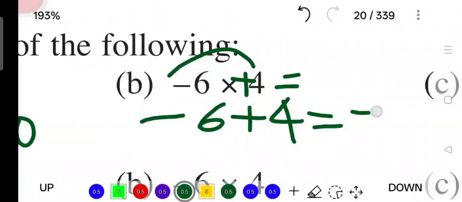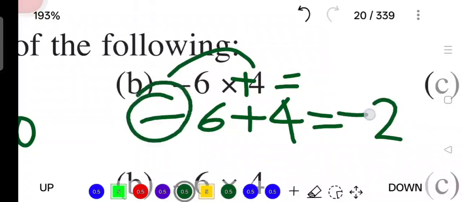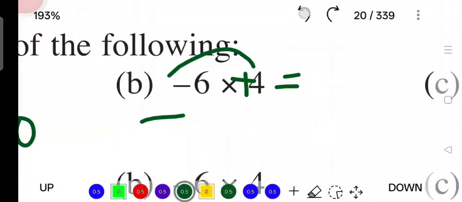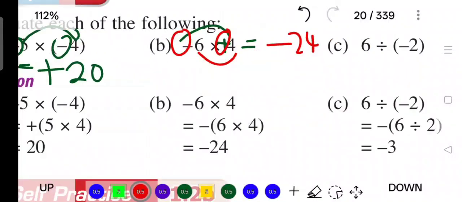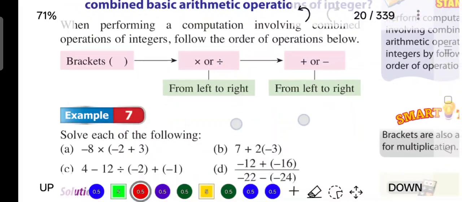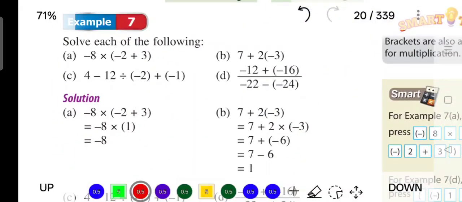That negative you don't write here, but what you're going to do is you're going to convert that into operasi tolak. So 6 minus 4, 6 is the big number, 6 minus 4 is 2, so I take the sign of 6 to our answer. Whereas for times question, negative, positive is negative, so we are going to write down that negative sign, and 6 times 4 is 24.